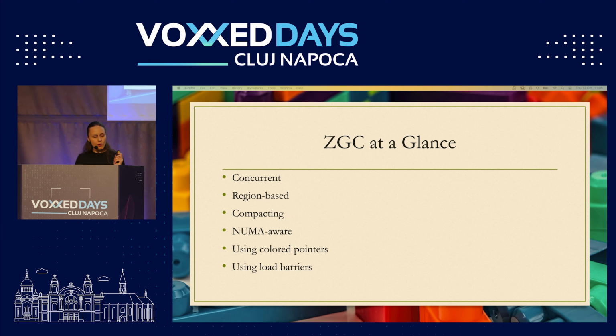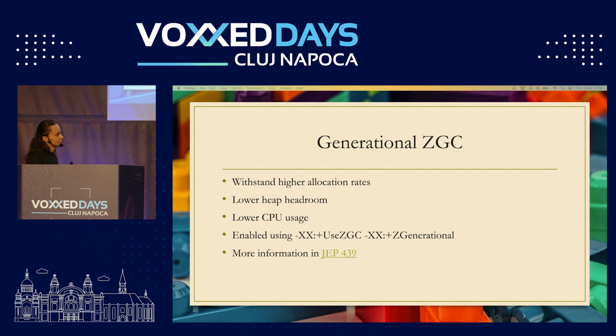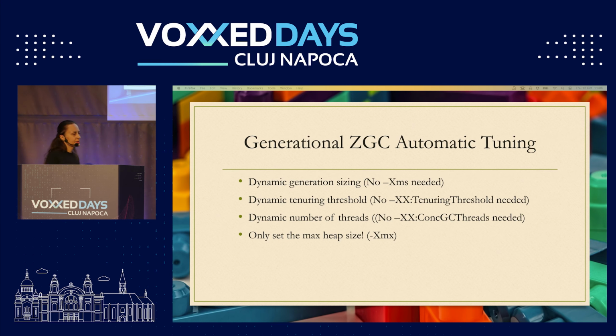Well, you can see here all the characteristics of ZGC, but you can also enable generational ZGC that was made GA in JDK 21 for a reduced effort to collect garbage. And you can enable it by using the -XX:+ZGenerational flag besides the -XX:+UseZGC. Why you should do that? Because it comes with some automatic tuning.